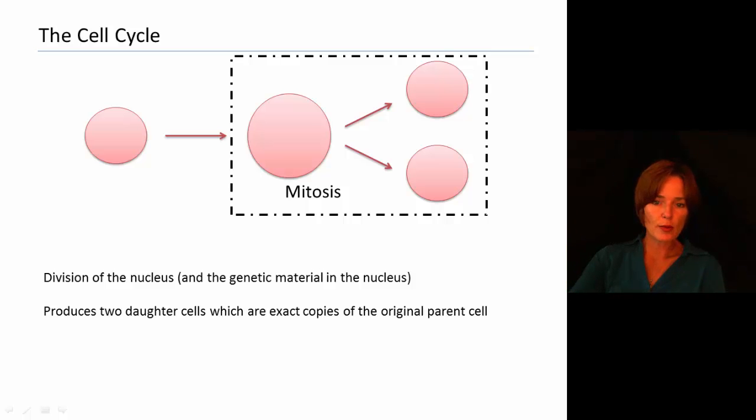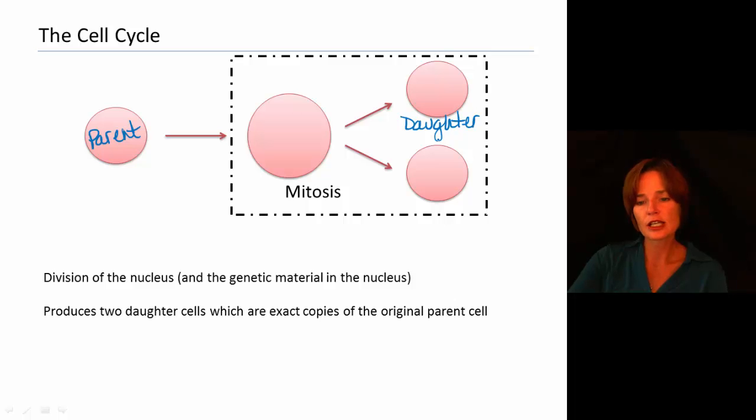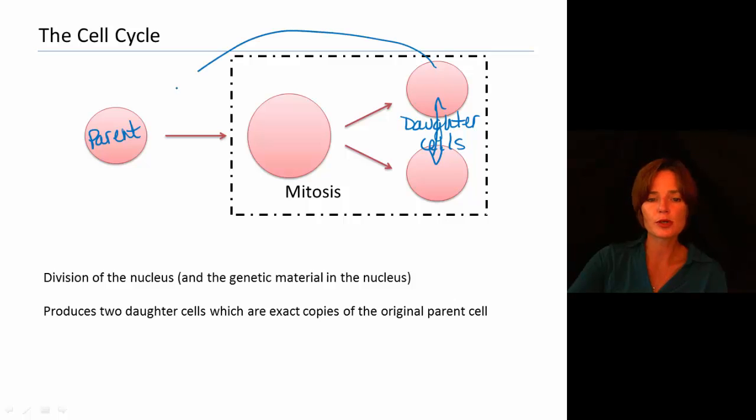Two daughter cells is what we will get at the end. Just to emphasize here, this is what we call the parent cell. These over here are the daughter cells. And so these daughter cells, they are supposed to be the same as each other, but they're also supposed to be the same as this one that we started with that we're actually splitting in half.